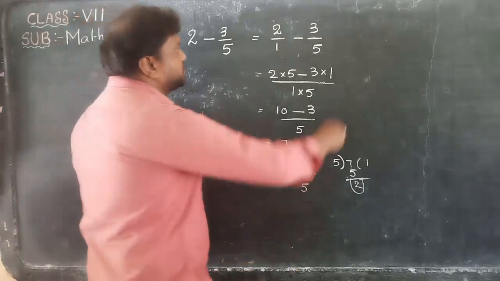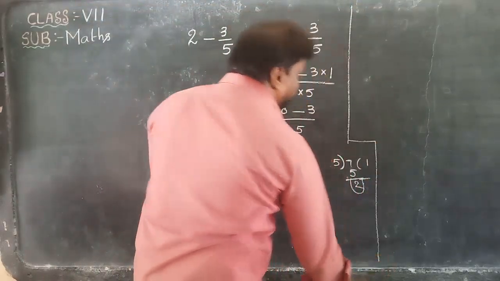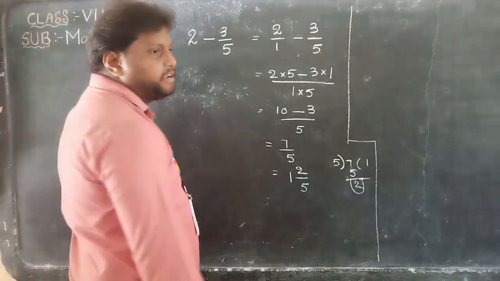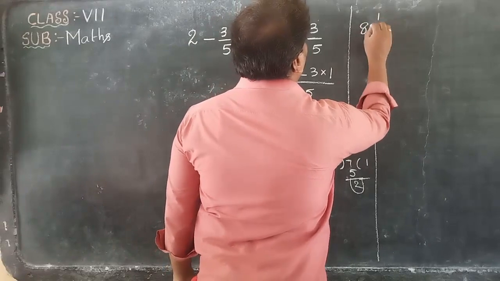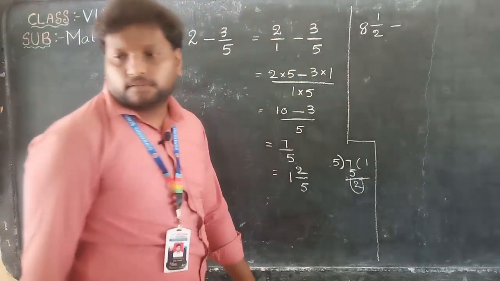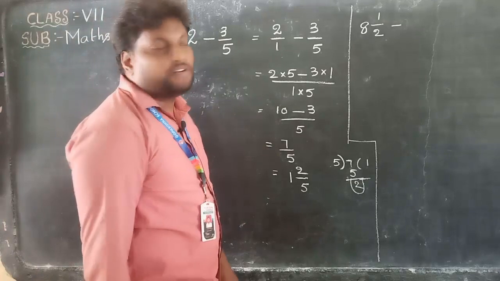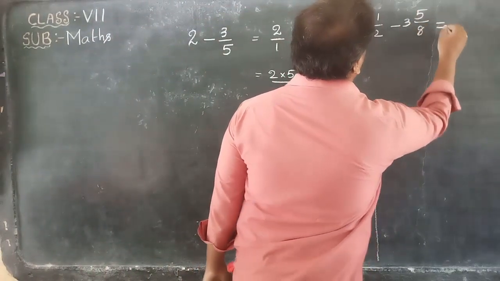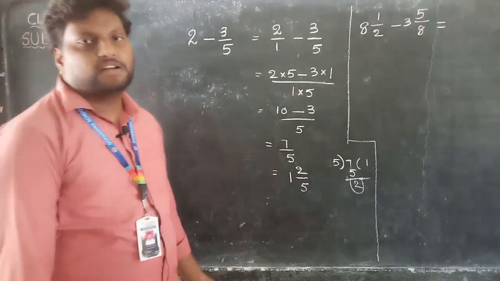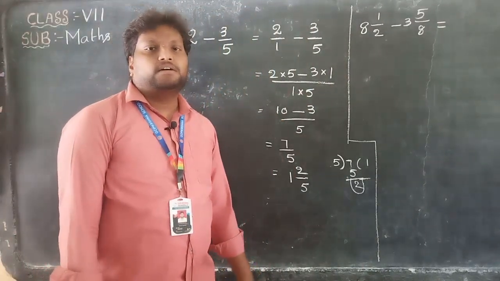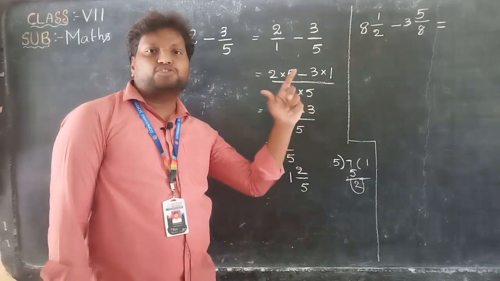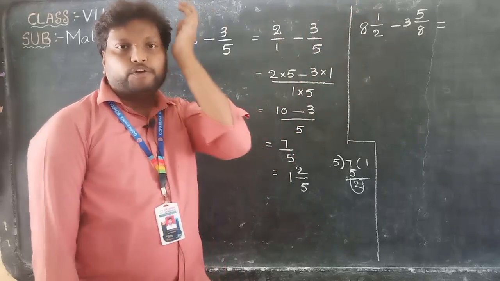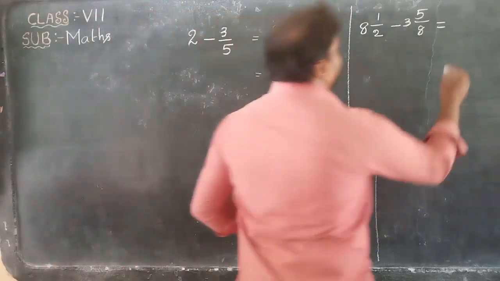Now, subtraction of mixed fractions. One more problem: 8 1 by 2 minus 3 5 by 8. It is very simple. First of all, convert into improper fractions. How to convert? The denominator of the proper fraction should multiply the whole part, 2 eights are 16. Again, add the numerator: 16 plus 1 is 17 by 2.